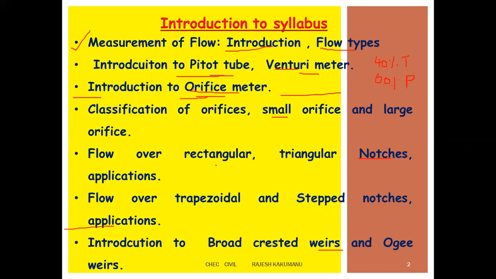Flow of fluid through rectangular notch, triangular notch, trapezoidal notch, and stepped notches and their applications. Next topic to be discussed is weirs. So what's the meaning of a weir and how does the derivation take place? Within approximately 10 classes, we can complete this unit 4 also. Understood? If you have any doubts or problems, just ping me and share your problems.